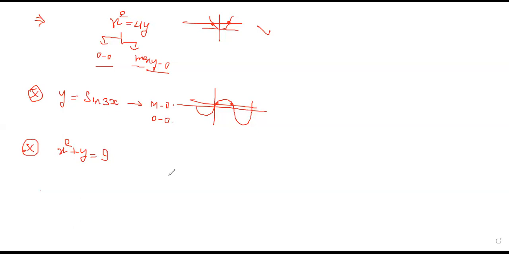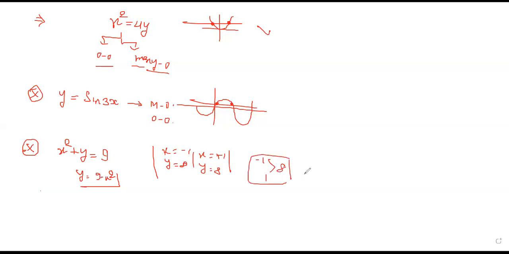Okay, because when you take y equal to 9 minus x squared, any value you take, x is equal to -1, y equal to 8, x is equal to plus 1, y equal to 8 also. So at minus 1 and 1, it will give 8, it means it is many one. Okay? Write down one more question.